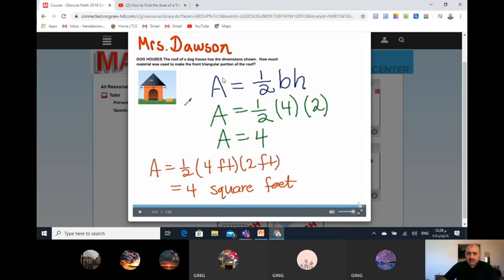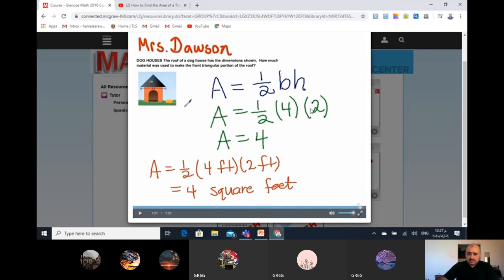Write the formula first: A equals 1/2 times base times height. Then substitute the values. We want to solve the area, so A equals 1/2 multiplied by the value of the base. The value of the base is 4, times the value of the height, which is 2. Now 2 times 4 is 8. 8 multiplied by 1 is 8. 8 divided by 2 is 4. So A equals 4. This is the meaning of this example.